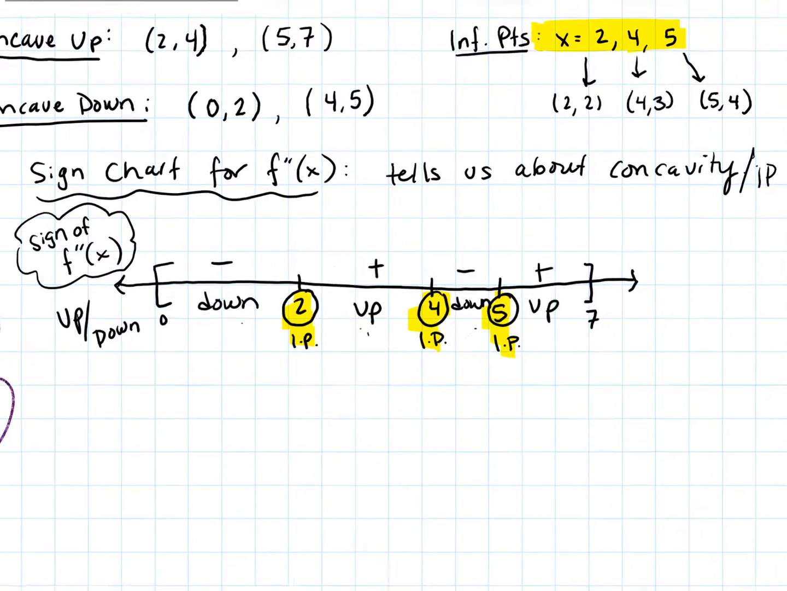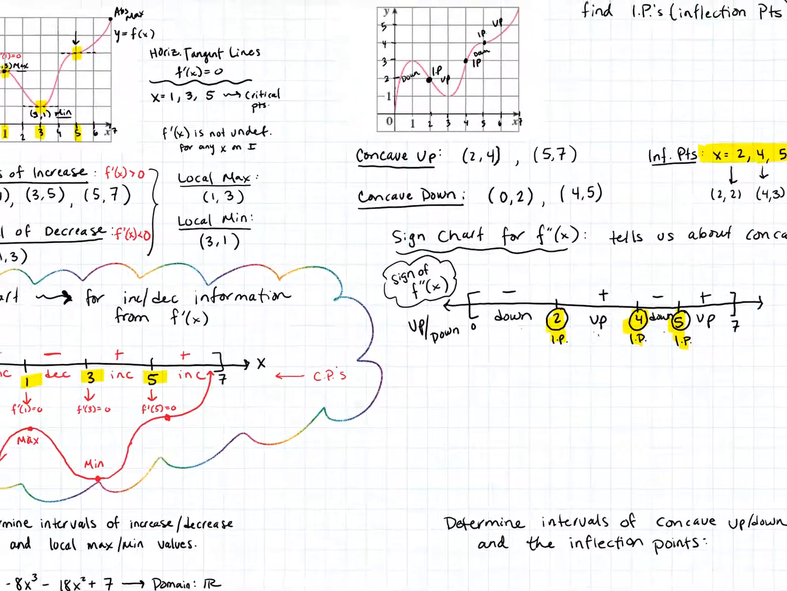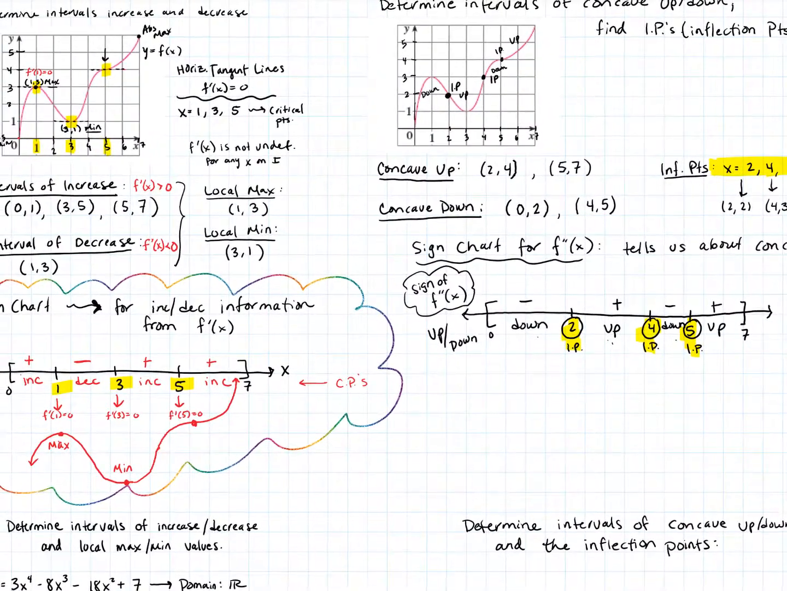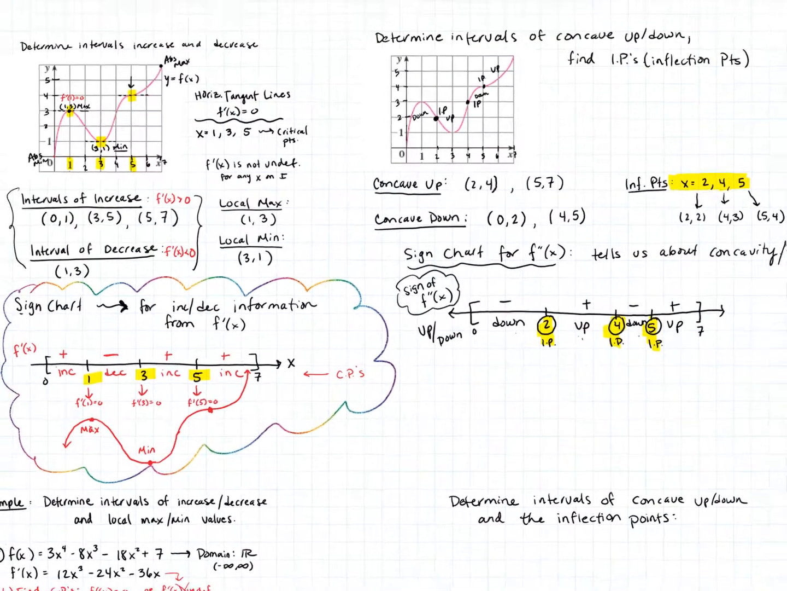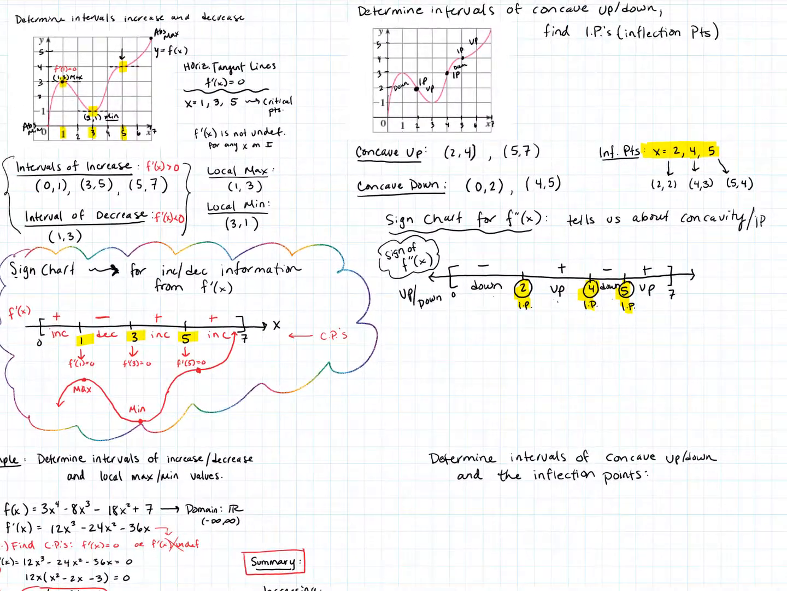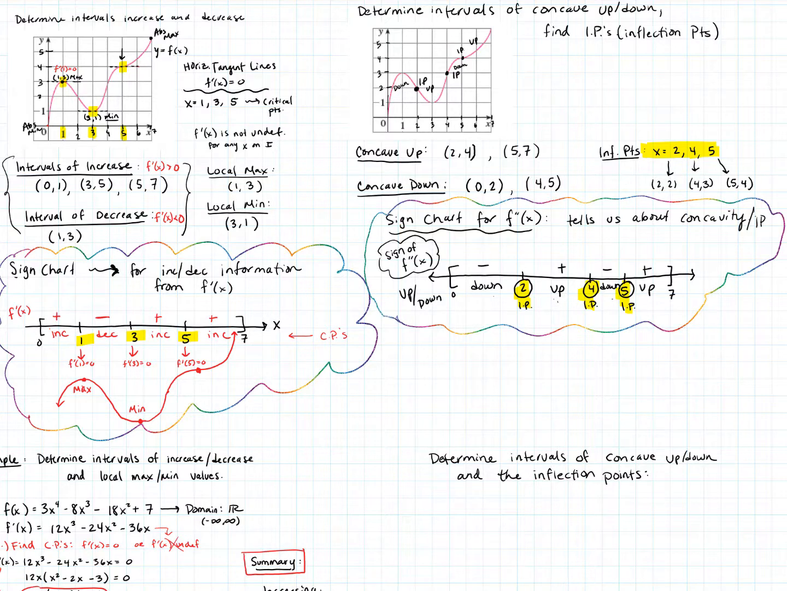And now we have all this information, and together with this information, we could put it all together on a graph. If we have both of our sign charts, we could put all the information together and it would give us a very clear picture of the graph if we didn't already have the graph, which in this case we did have the graph.